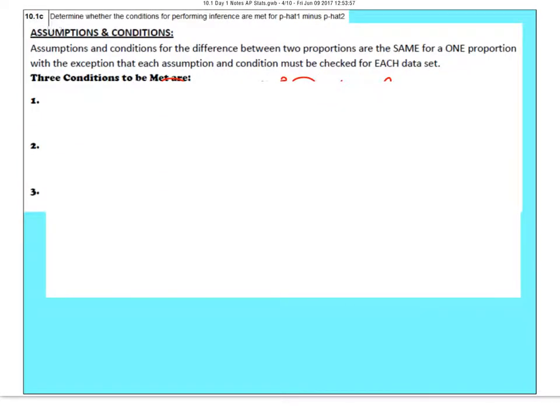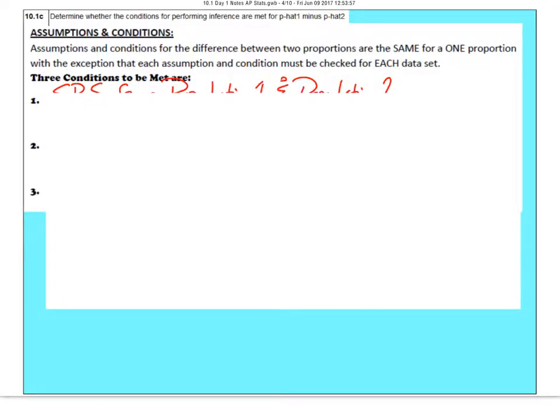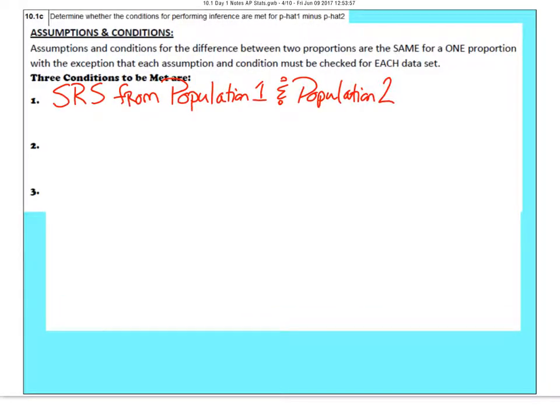In 10.1c, we will also talk about the conditions that need to be tested when we find the sampling distribution of p hat 1 minus p hat 2. The conditions are just what you would expect, but it's pretty much two times what you have to do. The first thing is you have to show that the SRS from population 1 and from population 2 both exist. It's basically doubling up your work. When we just looked at one population before, we just asked, is there an SRS from one population? But since there are two populations at hand, you just have to do it one more time.